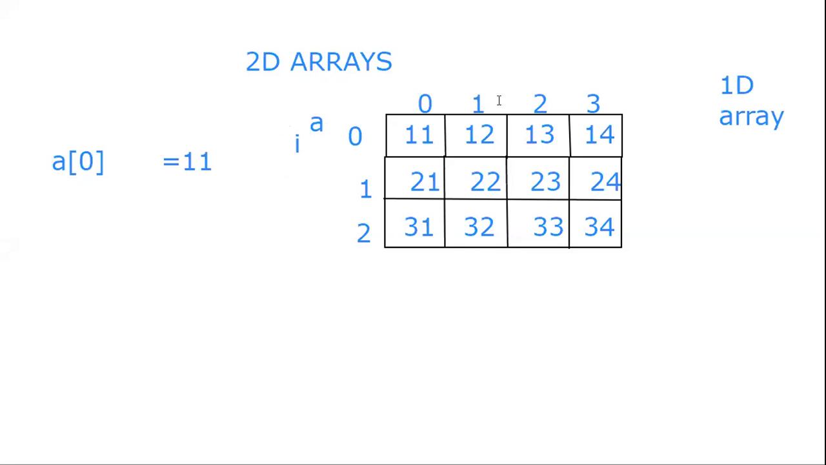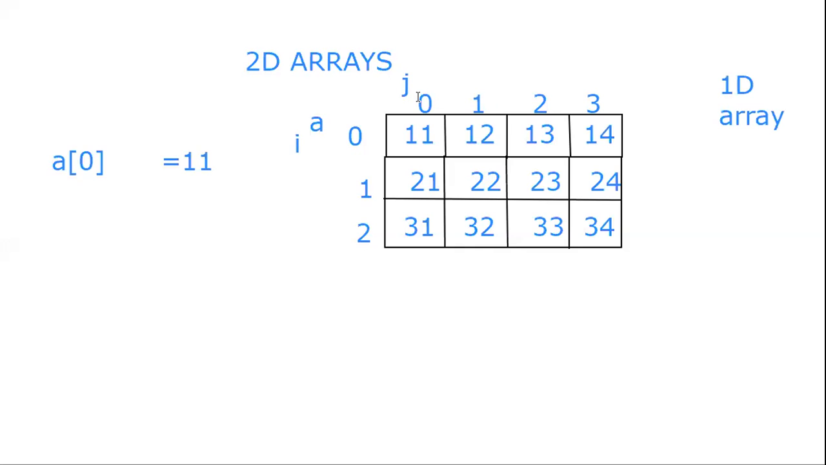What about these then? These are nothing but columns. 0th column is 11, 21, 31. Similarly, column number 1 is 12, 22, 32. Column 2 will be 13, 23, 33. Column 3 is 14, 24, 34. I hope these are clear. So these numbers are row numbers, say we represent by I. Similarly, these numbers are column numbers, say we represent by J. Any variable can be taken.